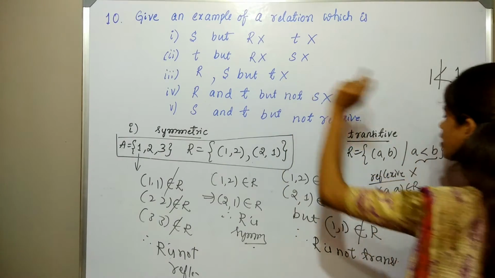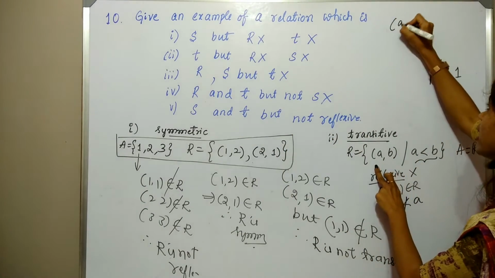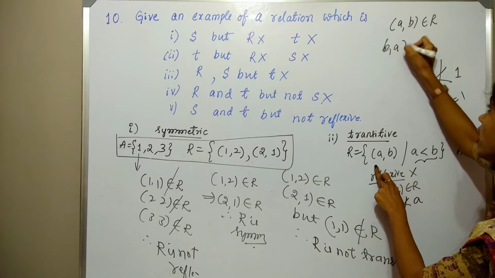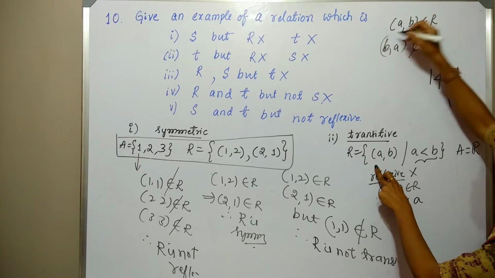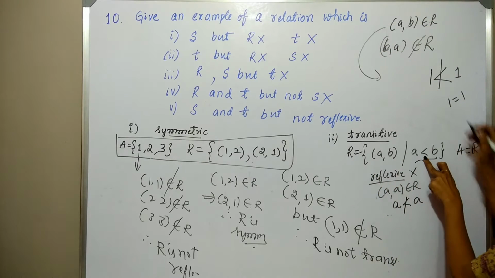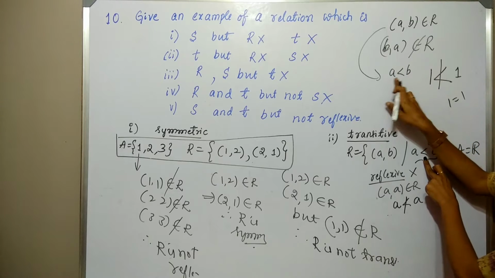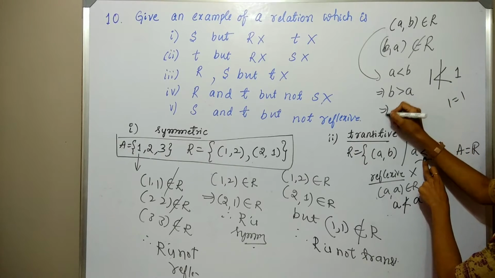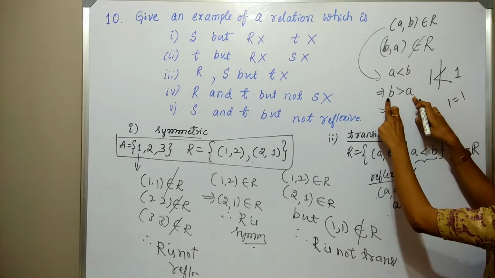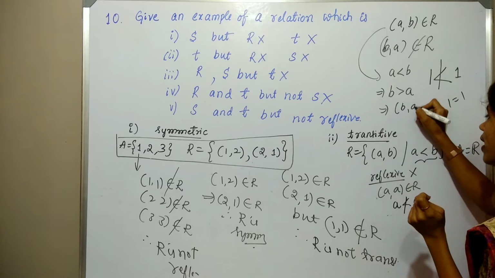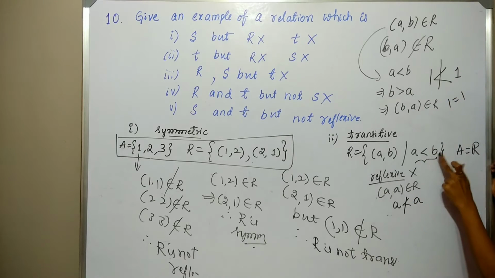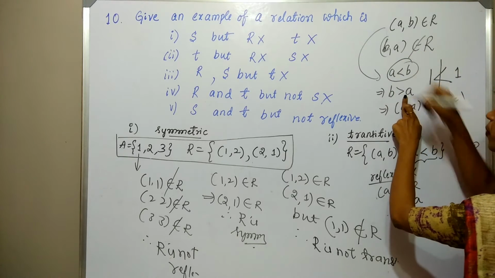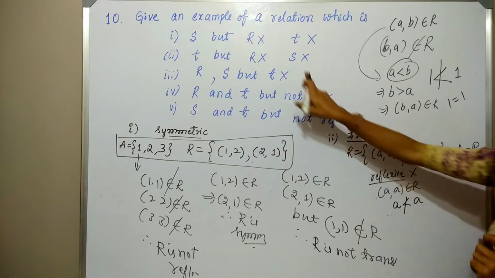Not reflexive. Next, for symmetric. (a, b) belongs to R. We have to show that (b, a) does not belong to R. So (a, b) belongs to R means a is less than b. If a is less than b, this implies b is strictly greater than a. So b is greater than a but not less than a. Therefore, (b, a) is not in the relation R. To be in this relation, b must be less than a, but it is greater because of this. So therefore, it is not symmetric.